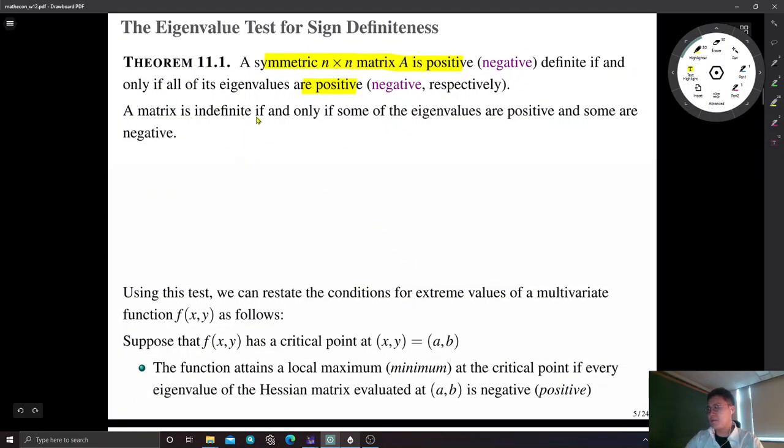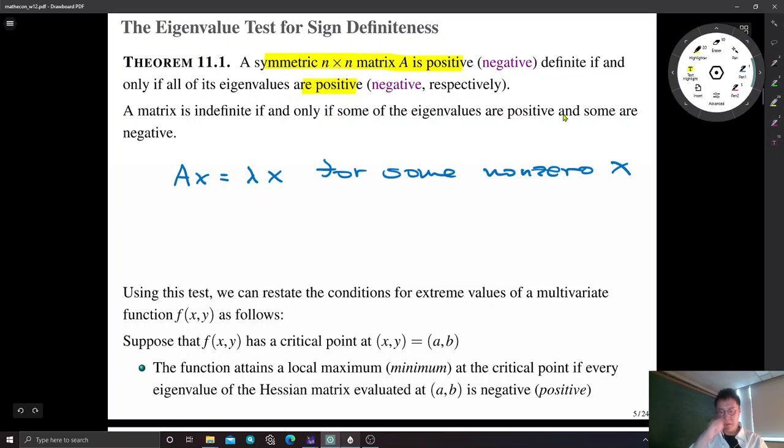The proof of this statement is beyond our scope. We would have to spend at least 1 week on the proof. But let me just present the basic idea of this theorem. So remember, the definition of the eigenvalue equates this matrix multiplication with a scalar multiplication, for some non-zero eigenvector x, right? And then let me pre-multiply by x transpose here.